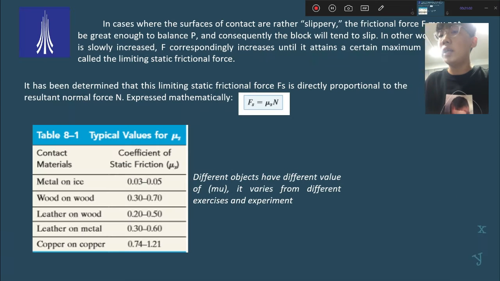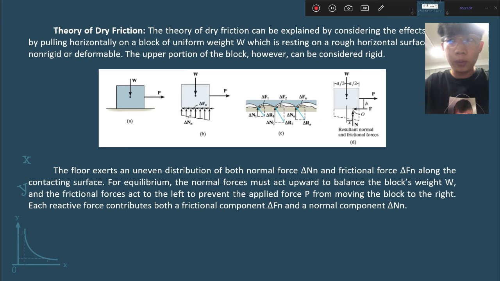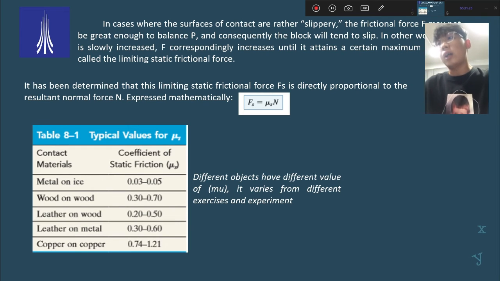The thing that we have to keep in mind is that N is resisting W, and the friction force is resisting the force P that we try to pull in a horizontal direction. So in cases where the surfaces of contact are rather slippery, the frictional force F may not be great enough to balance P, and consequently the block will tend to slip.